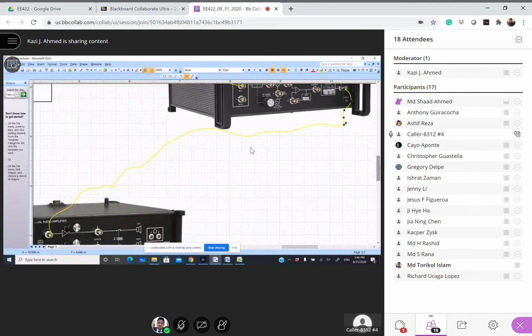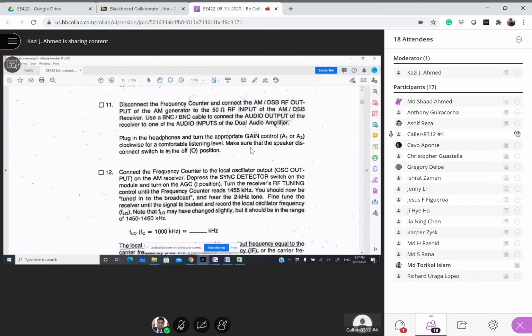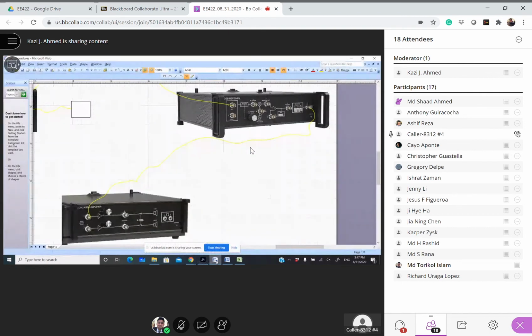Maybe make the channel a little bit smaller, 150, just to see them together. Good. So now from the output, we connect it to the audio amplifier. That's what the procedure says, and we did it. Plug in the headphones. Now what we have to do is listen. As you see, it has a speaker. You can use the speaker without a headphone, or you can use the headphone. Whatever you do, you listen to something from this output.